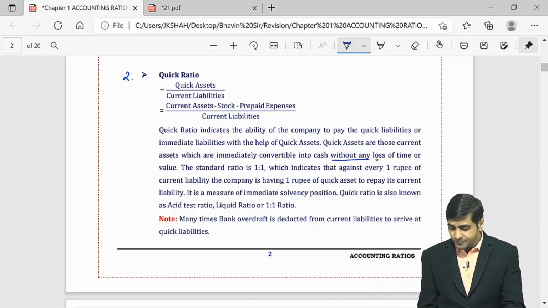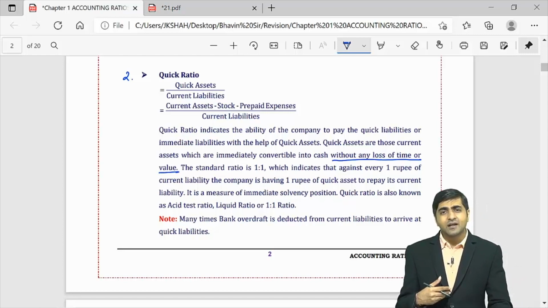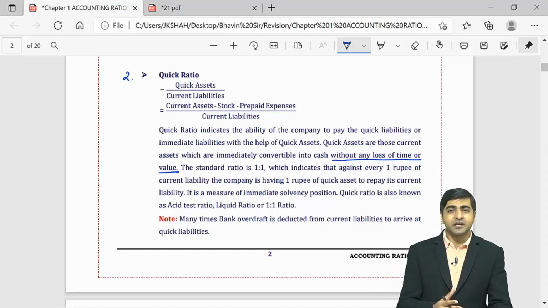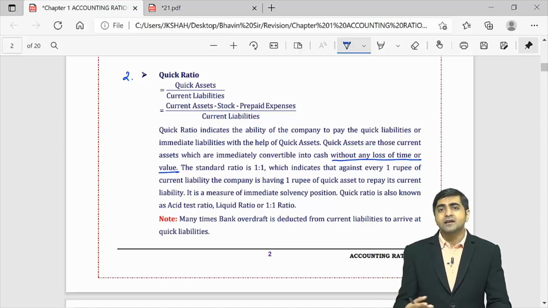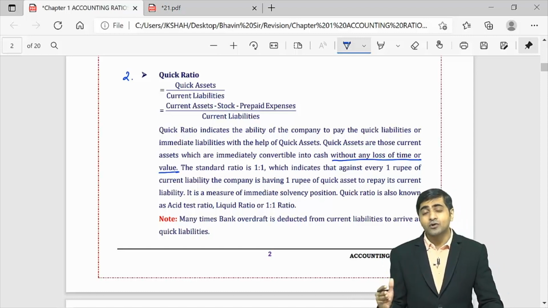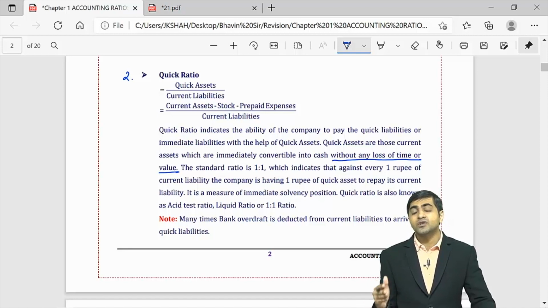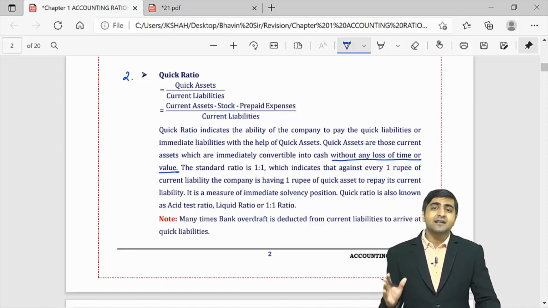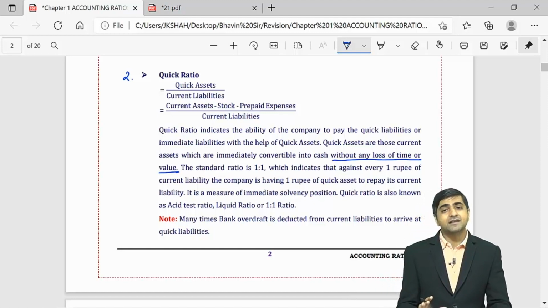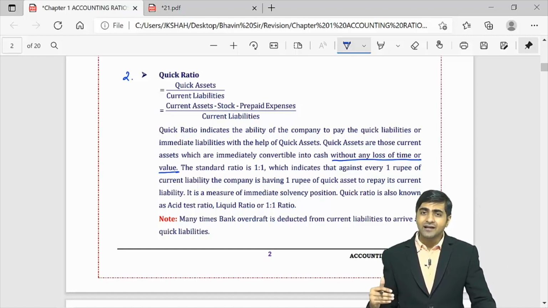So guys, anything which can be immediately converted into cash. Let's say for example, your money which is lying in short-term investments which can be easily converted into cash, that is marketable securities. So guys, there are only 2 types of non-quick assets which we need to subtract. So from your current assets, when you exclude your stock and prepaid expenses, both of them are your non-quick assets which we eliminate. And guys, the remaining assets will be considered as your quick assets, which we need to compare with your current liabilities.